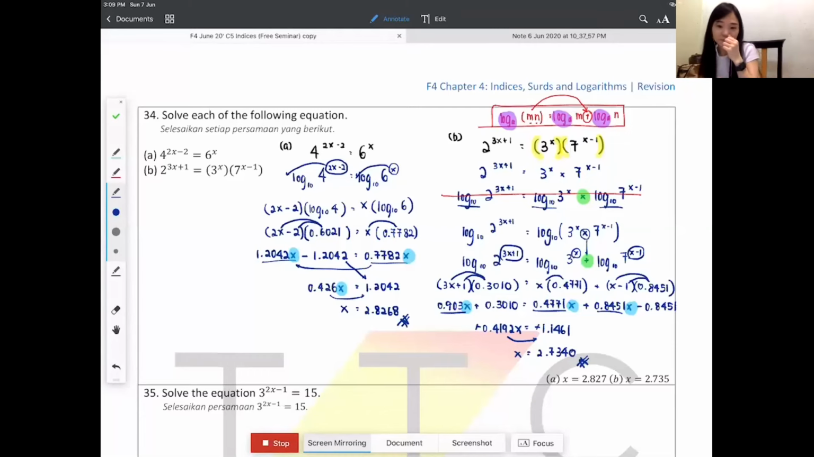Ignore the answer in the book. I don't know why they get 3.5, but I get 3.4. Do you guys get 3.4? Yes, thank you, Sheng Yu.